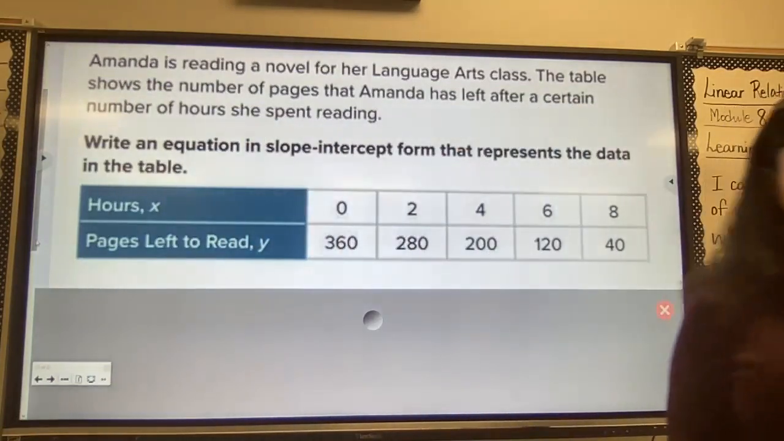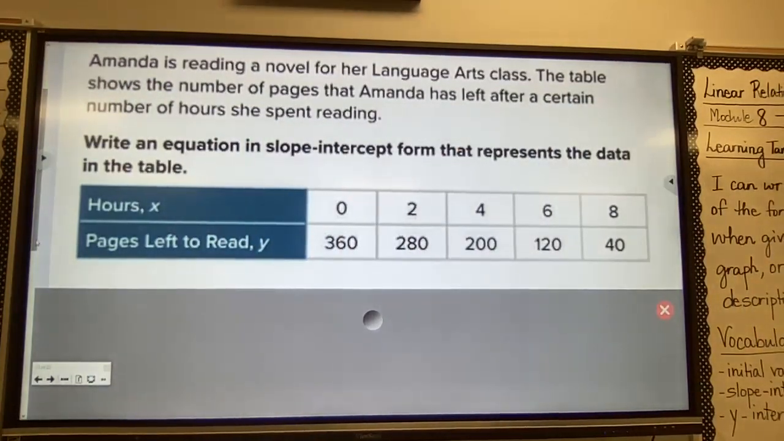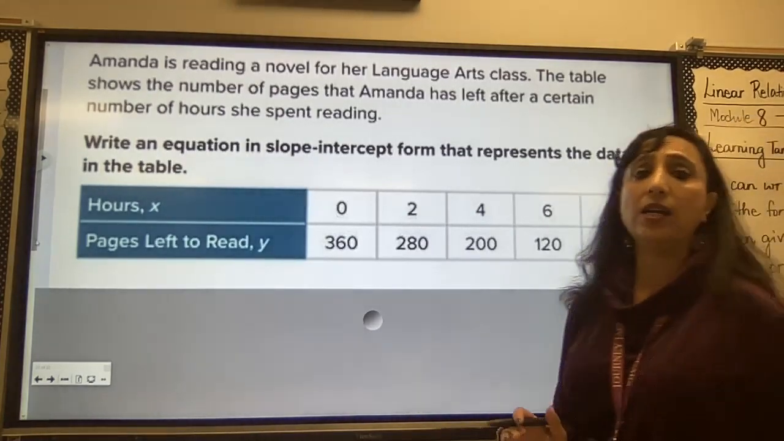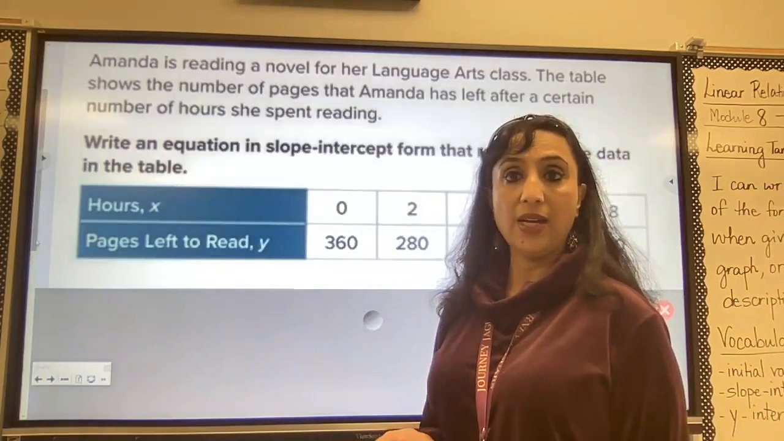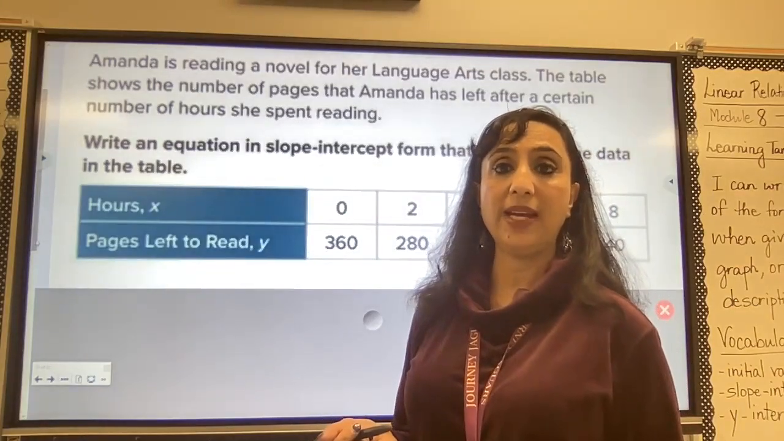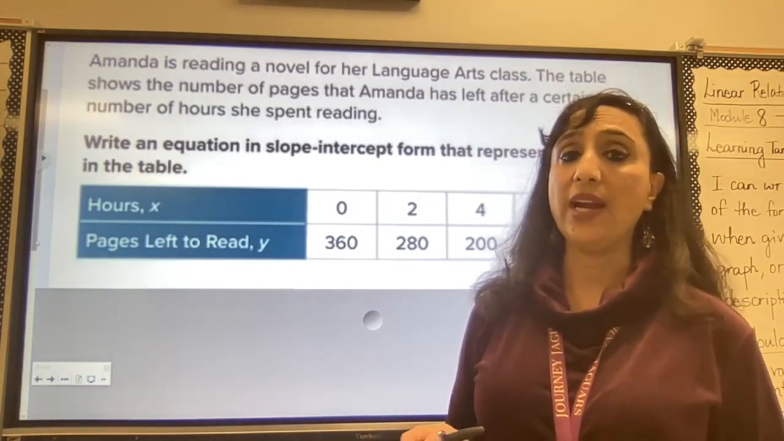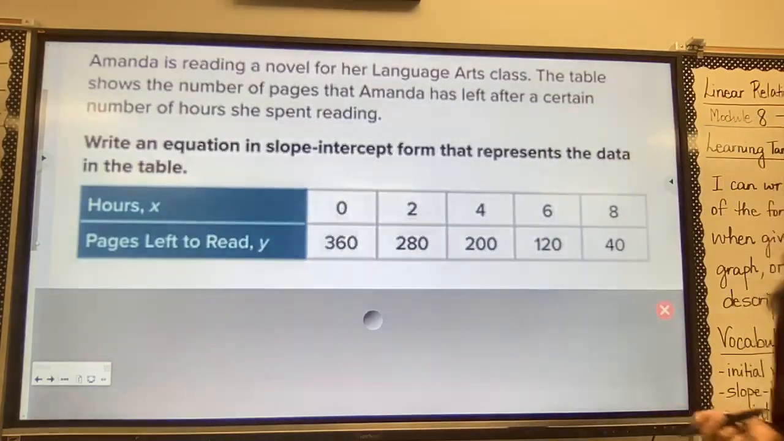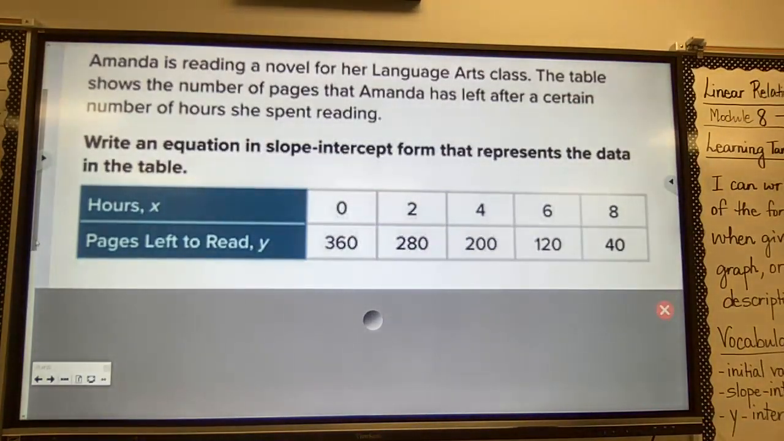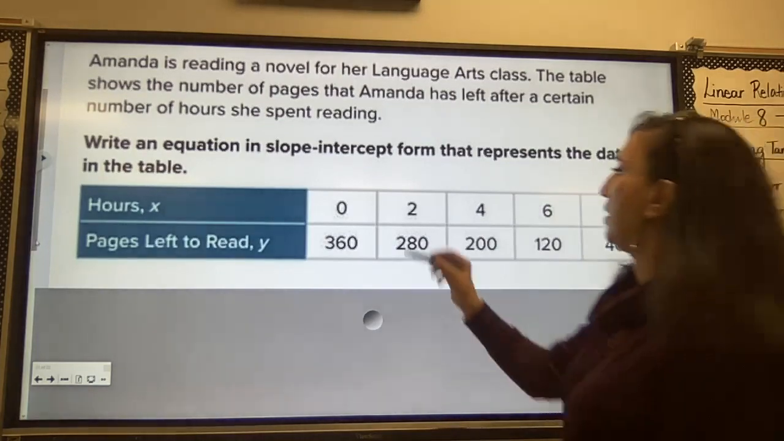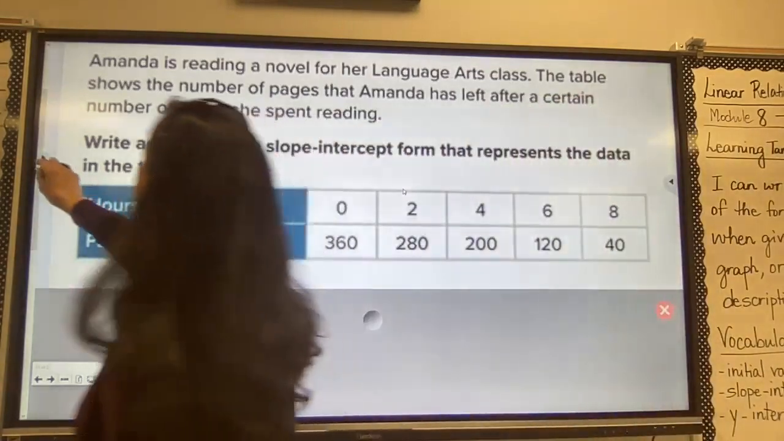All right, so we have this question where Amanda is reading a novel for her language arts class. The table shows the number of pages that Amanda has left after a certain number of hours she spent reading. You can write an equation in slope-intercept form that represents the data in the table. So let's look at this, and we're going to find the slope first. What is the pattern that we are noticing here?